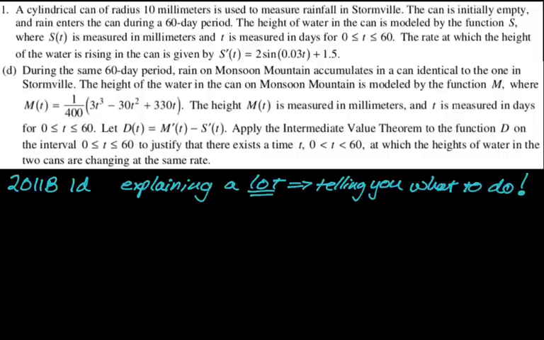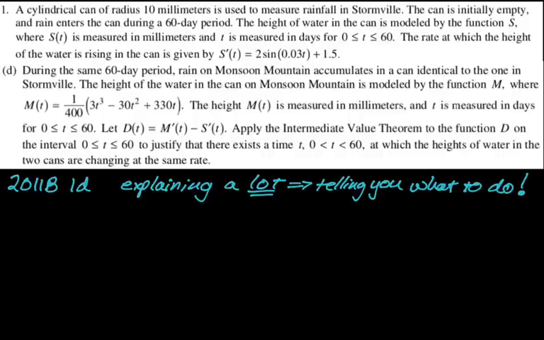So this is a really similar idea, but I thought it was important because the thing they're explaining here is really useful. They're telling you were originally given S prime. It kind of doesn't matter the context, but you can pause and read the whole question if you want. You're given S prime. They're telling you there's another thing, M, right? And then the height M is measured in whatever. Let d of t equal m prime minus s prime. Apply the intermediate value theorem to justify that there exists a time t between 0 and 60 at which the heights of water in the two cans are changing at the same rate. So they're telling you exactly what to do. They're saying define this d of t thing and then use the intermediate value theorem on it.